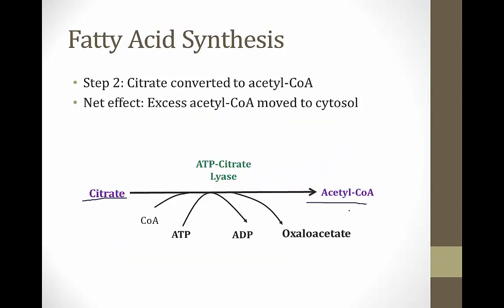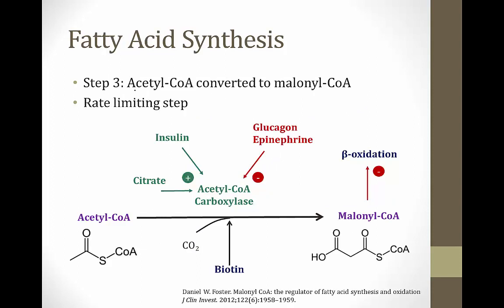The next step is to convert citrate into acetyl-CoA. The enzyme that carries out this step is called ATP citrate lyase. As the name implies, it depends upon ATP. And the net result of these first two steps is that excess acetyl-CoA will be moved to the cytosol using citrate as a shuttle.